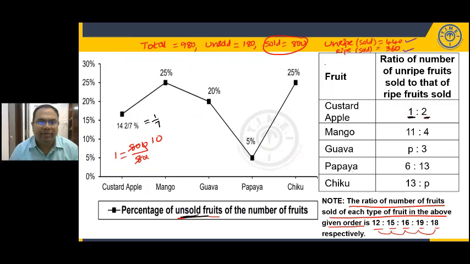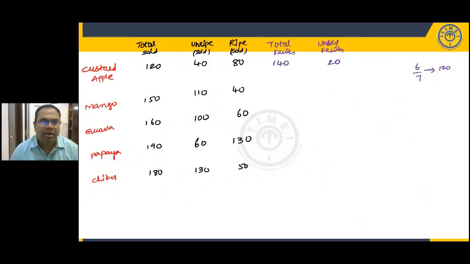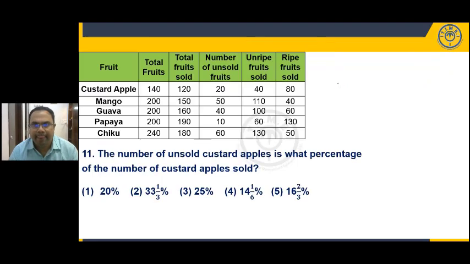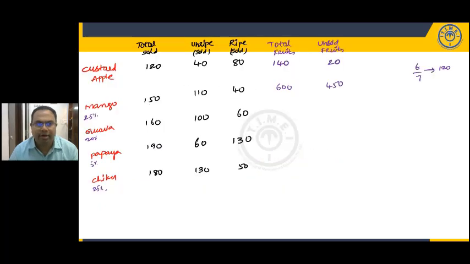Others 25%, 20%. Papaya 5%, 25%. Now see here, 25%. 150 total food should be 100%. So it is how much? 600 minus 150. So unsold food should be 450. Sorry, I made a mistake.